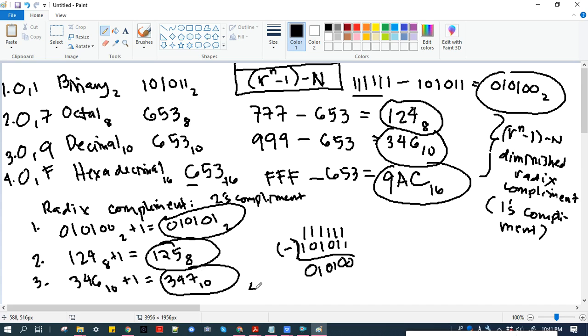For number 4, the 16's complement of 653 base 16 is 9AC base 16 plus 1. So what is C plus 1? D. So 9AD base 16. So these are the radix complement, while these are the diminished radix complement, or 1's complement, since we are in the binary number system.